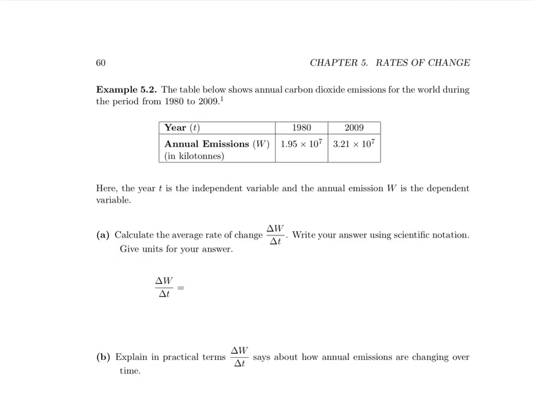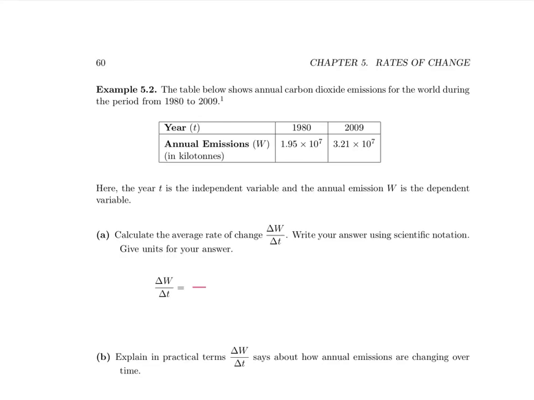In this example, the letter T is going to represent the independent, or the input variable, and the letter W is going to represent the dependent, or the output variable. In part A, let's calculate the average rate of change, delta W over delta T. This is the same as what we've calculated previously. It's the change in the output, so in this case the change in the emissions, divided by the change in T, the change in the input, which in this case is the change in time. Let's go ahead and write our answer in scientific notation as well, and we'll be sure to give units for our answer.